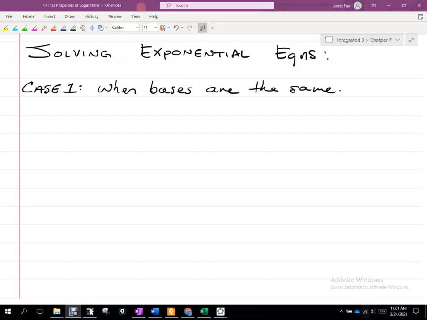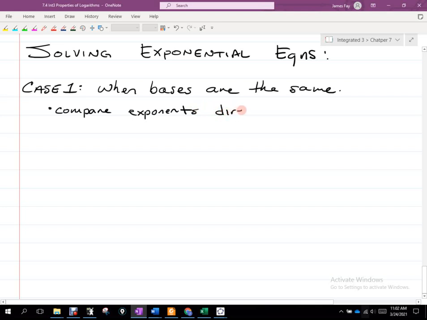All right. So when the bases are the same, we will compare exponents directly. Okay, I'm going to show you. I'm going to write something that might seem kind of abstract here, but it's the rule or the guidelines that we use all the time for these exponential equations.